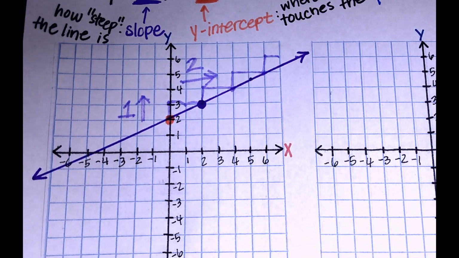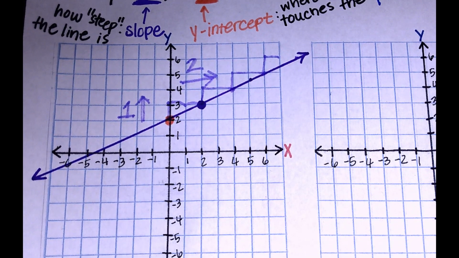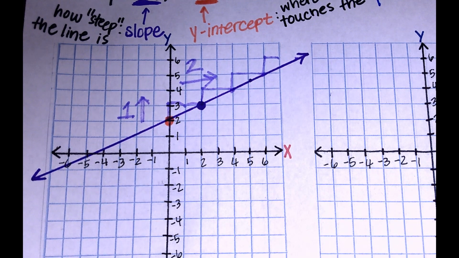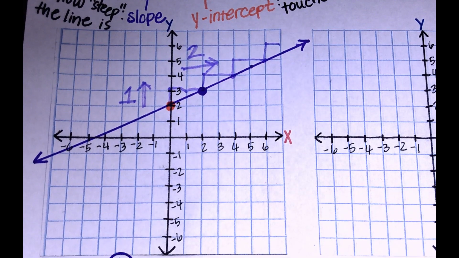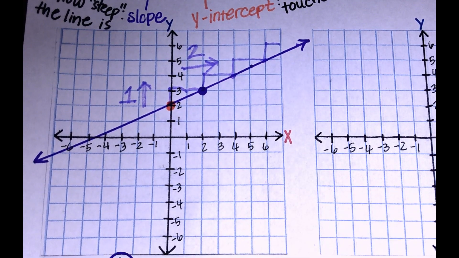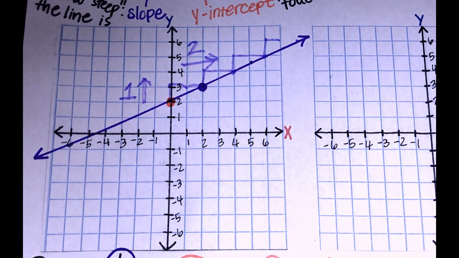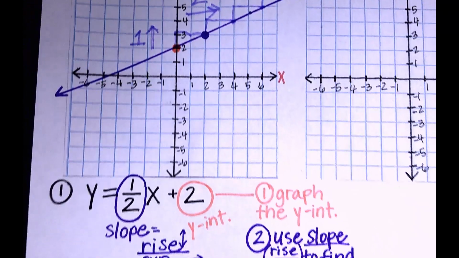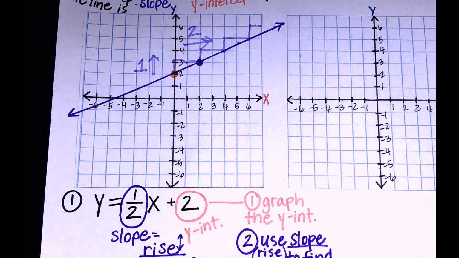So really, all you do, find your numbers. Which one's the slope? Which one's the y-intercept? First, we graph the y-intercept. Then we find another point with the slope. And then we just connect the dots. So I'll leave this up for a moment, and then we're going to try another one together.